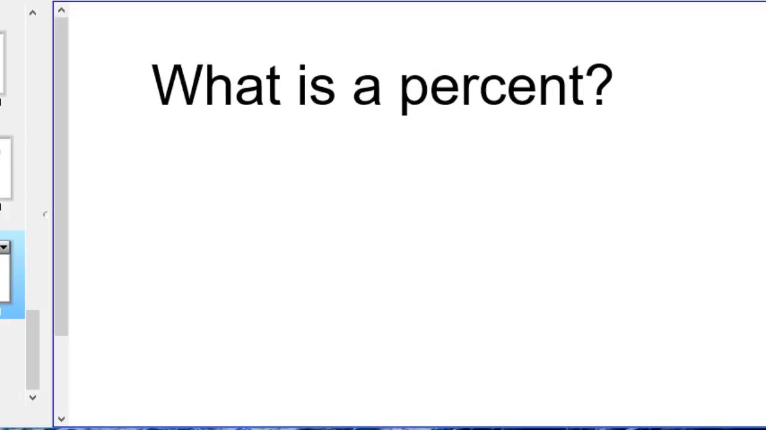For my second video, I want to talk about the word percent, or the symbol percent. So when you see 25 and then that symbol, the percent symbol, what comes to your mind? And in our case, it's just a simple matter of understanding the word.